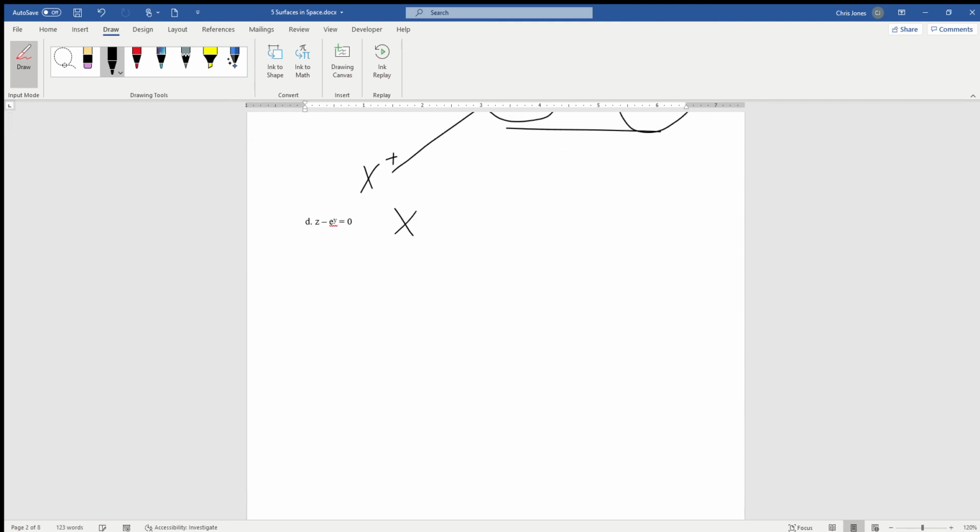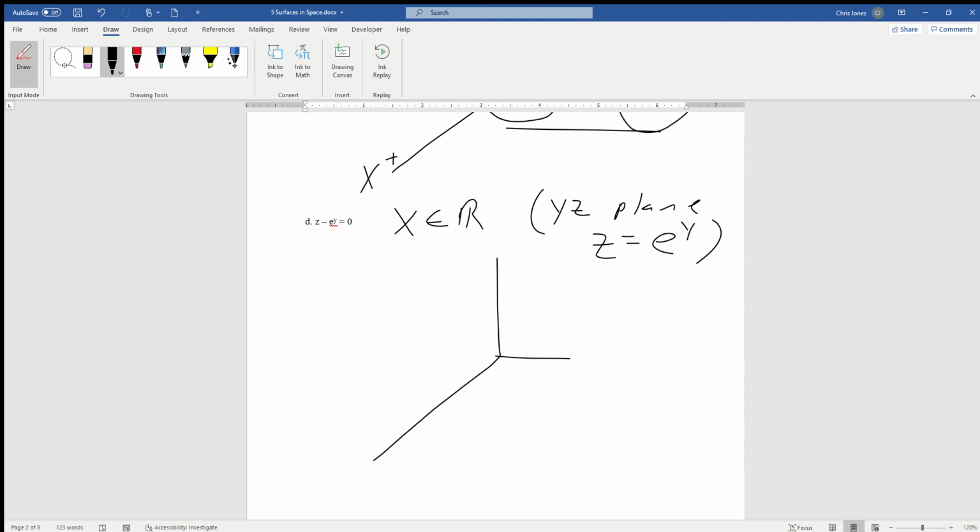Now in this case, x is any real number, so we're really just going to be plotting in the zy plane, or the yz plane. And in the yz plane, we have the relationship that z equals e to the y. So I just added e to the y to both sides. What we could do is we could just throw a few values in for y, and then try to evaluate.